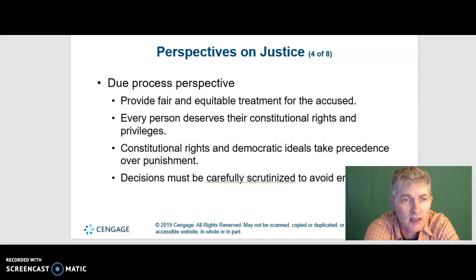Due process is designed to provide a fair and equitable treatment for the accused. Every person deserves the constitutional rights and privileges that each other person gets. Constitutional rights and democratic ideals take precedence over punishment, and decisions must be carefully scrutinized to avoid errors. Now you can imagine all of this stuff is coming together over time. This here can come out of a social justice perspective, the civil rights period, where people are struggling to be treated as equals.